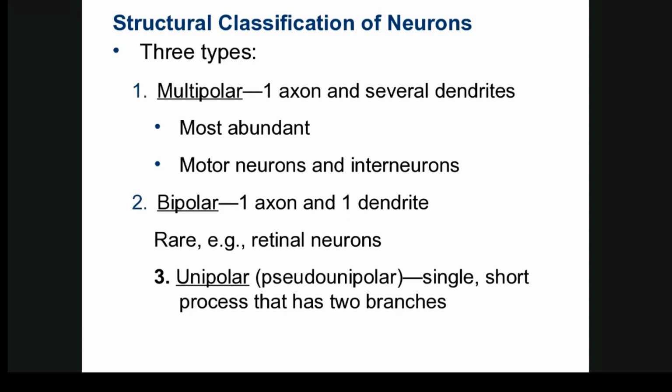Now, types of neurons: they may be multipolar. One axon, lots of dendrites. They may be bipolar. This is not typical. The retina is the main example I could think of. And then they may be unipolar, or actually pseudo-unipolar. Seems to be one branch, one process, but it branches off.